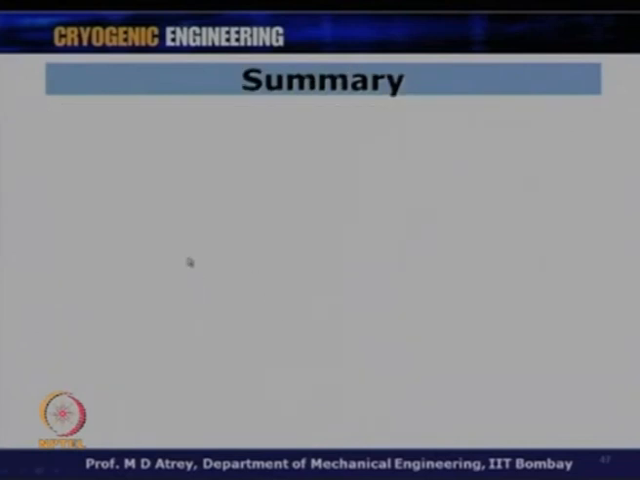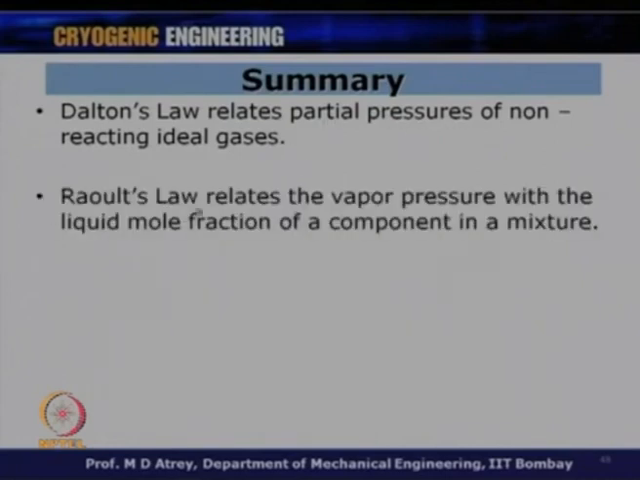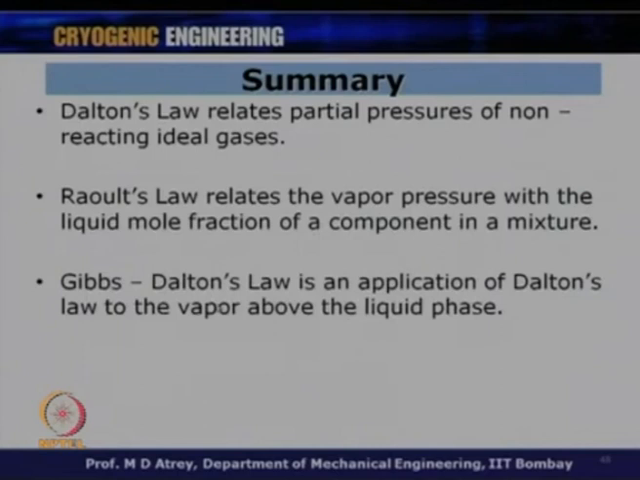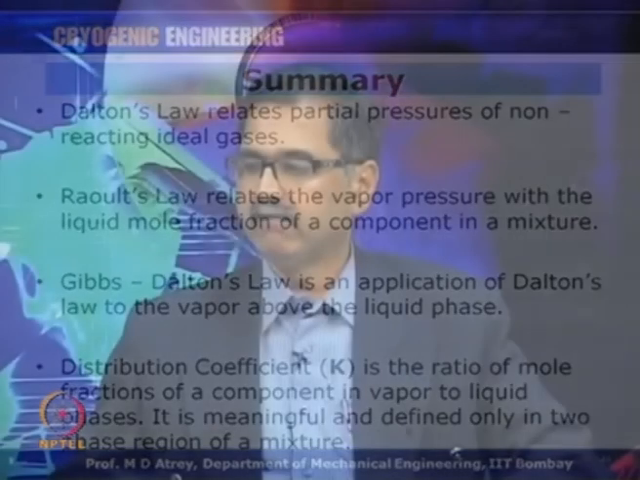So, summarizing my lecture today, Dalton's law relates the partial pressures of non-reacting ideal gases. Raoult's law relates the vapor pressure with the liquid mole fraction of a component in a mixture, so y A is related to x A. Gibbs-Dalton's law is an application of Dalton's law to the vapor above the liquid phase. We found that the distribution coefficient K is the ratio of the mole fraction of a component in the vapor to that in the liquid phase, so K is equal to y by x. It is meaningful and defined only in the two-phase region of a mixture. All right. This is what we did.